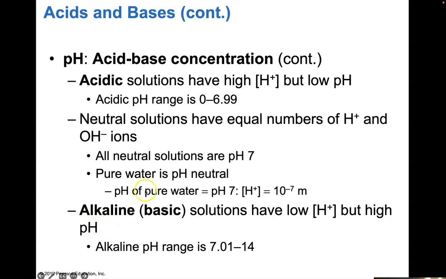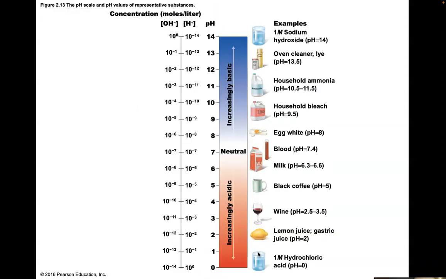So again, acid solutions are going to be anywhere between 0 and 6.99, so we have a higher hydrogen ion concentration. Neutral solutions are going to have an equal number of hydrogen and hydroxyl ions. That's going to be pH 7, and that's pure water. Pure water is neutral, pH 7. And then alkaline solutions are anything above pH 7. pH 7 to 14 is going to be our alkaline or basic solutions, okay?